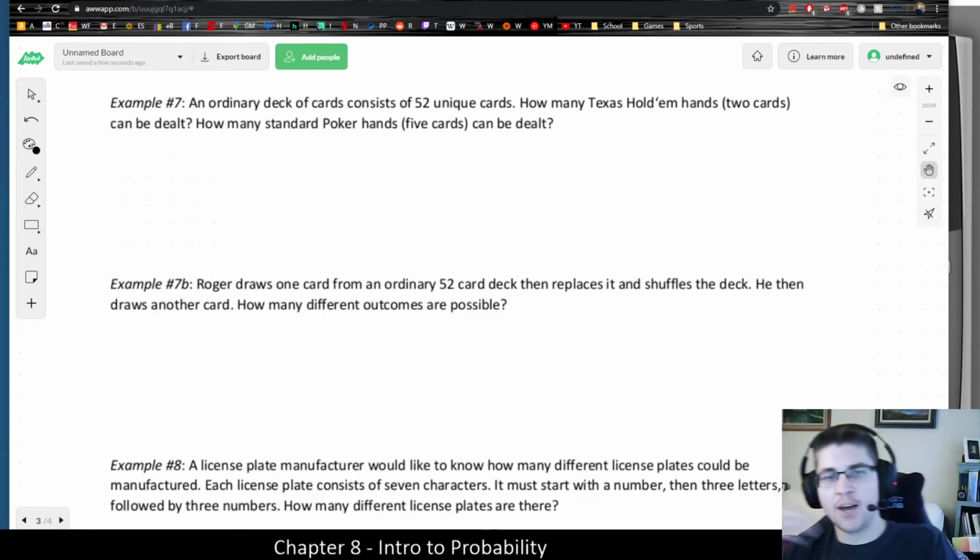Let's look at another combination example. So example number 7 from the packet states that an ordinary deck of cards consists of 52 unique cards. So just your standard deck of playing cards, ignoring the jokers, has 13 different card types, ace, king, queen, etc., and 4 of each suit. So 13 times 4 is 52.